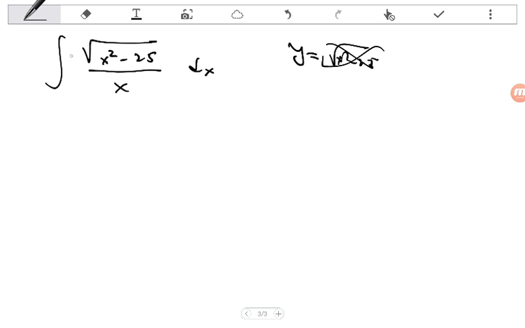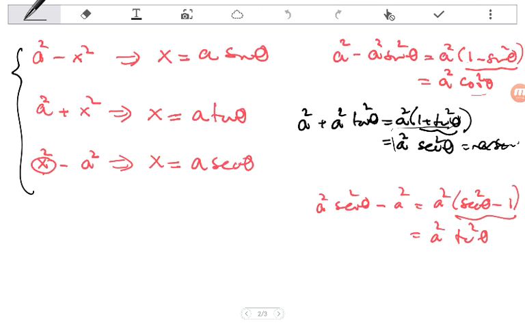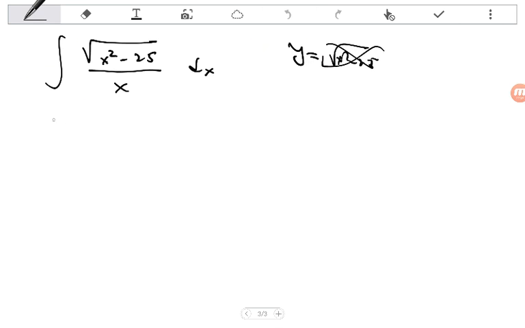Trigonometric substitution. So which of these should I use to make it simpler? The last one, which is sec theta: x equals 5 sec theta, where 5 is the root of this. dx is equal to 5 sec theta tan theta d theta.